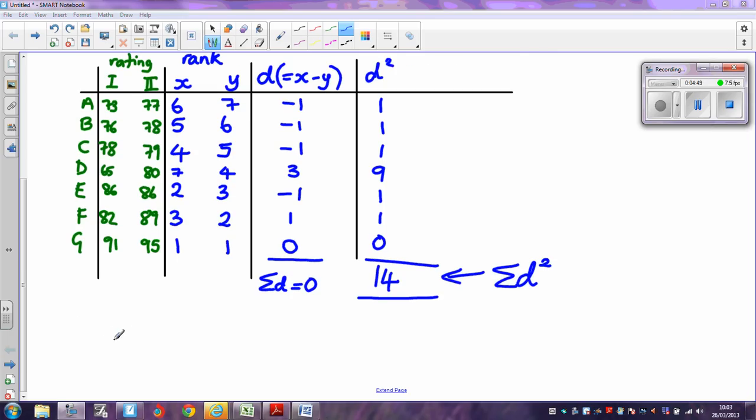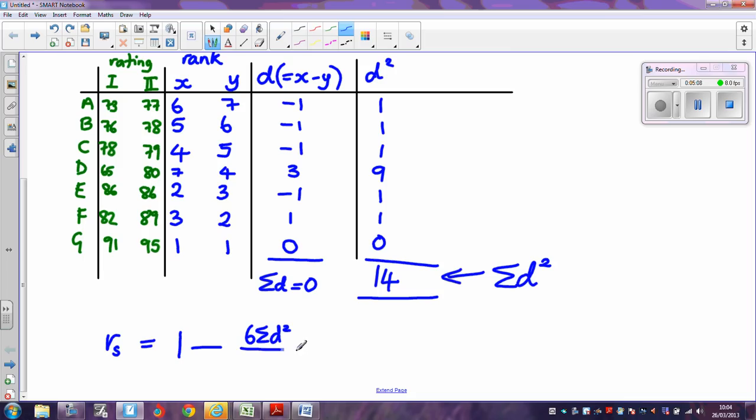Okay, now we're ready to work out Spearman's rank correlation coefficient. And we give that the letter R, but with a little s to show that although it's a correlation coefficient, it's Spearman's correlation coefficient. And the formula, which you need to learn here, you're going to do 1 minus, and then it's 6 sigma d squared divided by n multiplied by n squared minus 1. And n is simply the number of pairs of data. Okay, so let's carry on.